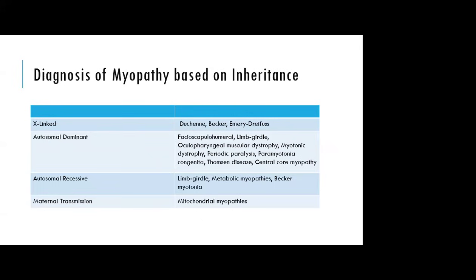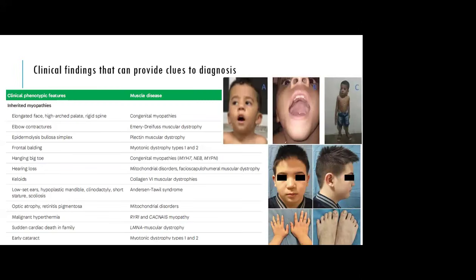to the diagnosis. This is the picture of congenital myopathies where there is an elongated face with a high arched palate and rigid spine. And this is the picture of Andersen-Tawil, where there are low set ears, hypoplastic mandible, clinodactyly, and there will be short stature and scoliosis.